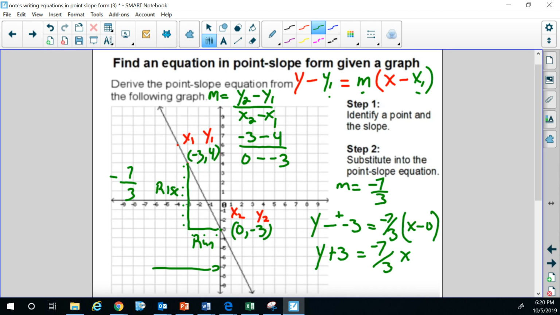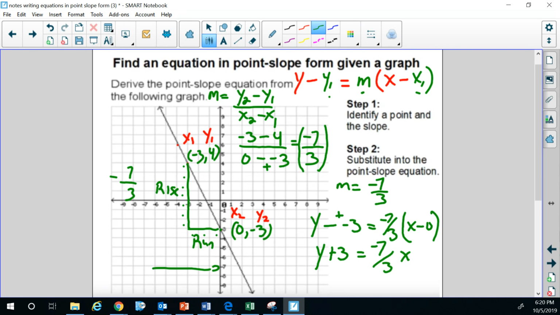Okay? The top part gives me a -7, and 0 minus a negative 3 gives me a positive, so I'll end up with +3. So you can see that my slope is the same as the slope from rise over run. And you do the same process. Just pick a point and plug it into the equation, okay? You will see this in the equation. Make sure you understand this process.